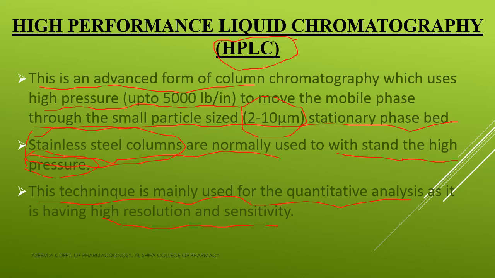Previously, we studied thin layer chromatography, paper chromatography, column chromatography, flash chromatography, etc. From that, column chromatography and flash chromatography are generally used for preparative purposes, whereas HPLC, or high performance liquid chromatography, is normally employed for quantitative analysis. So it is mainly used for the quantitative analysis, not the qualitative.